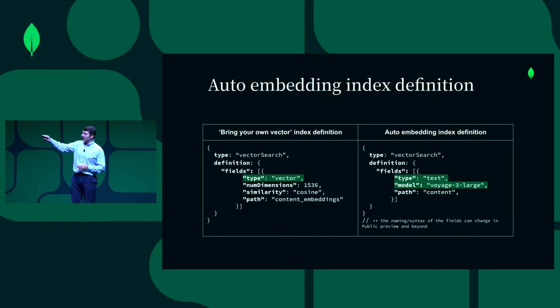Instead of needing to say that it's a vector field in this field, you just say, hey, this is where the content is. Please embed it with this model. Initially, it will be Voyage models, and we'll look to expand that. This is in private preview today, and we're definitely taking nominations.